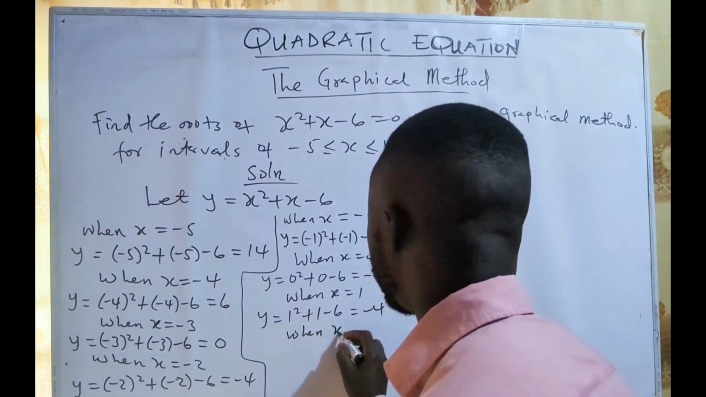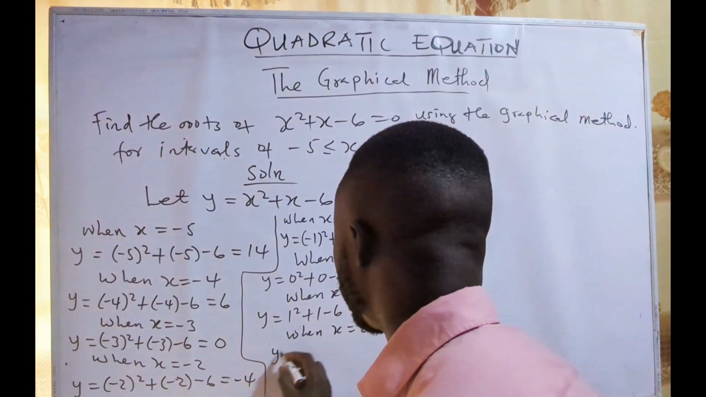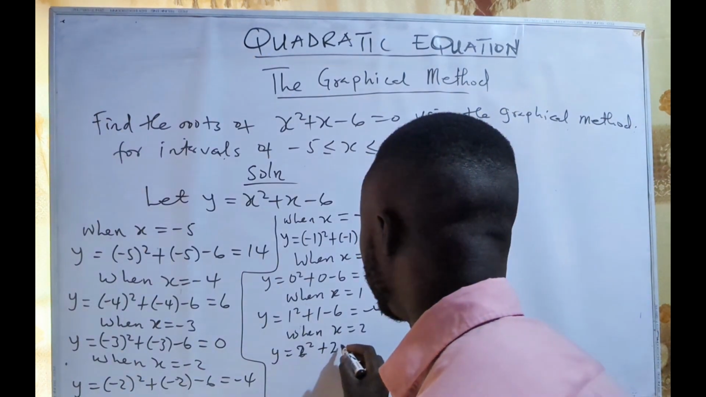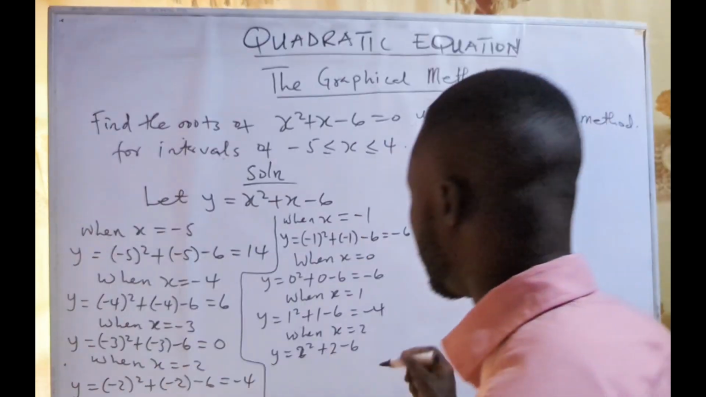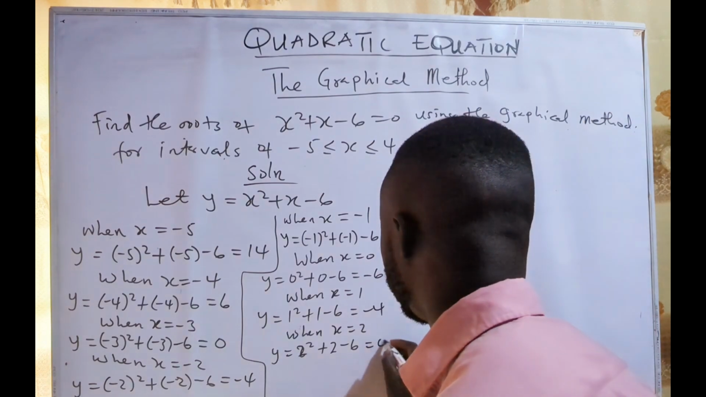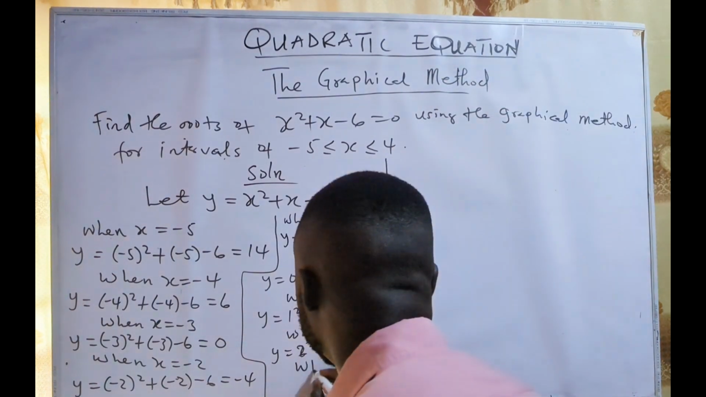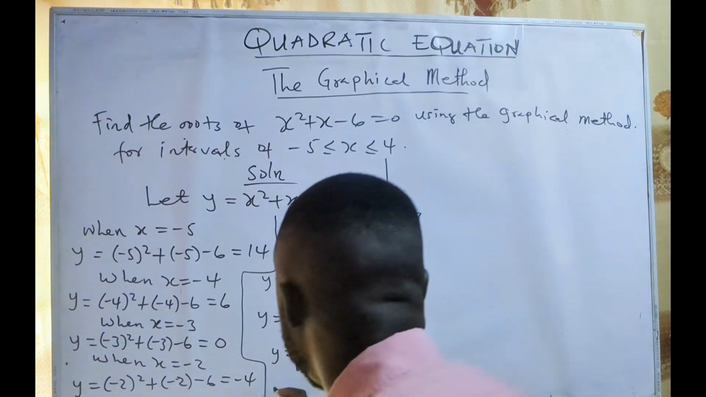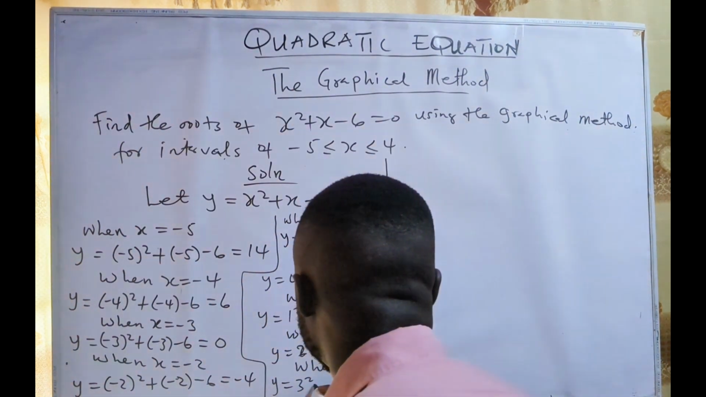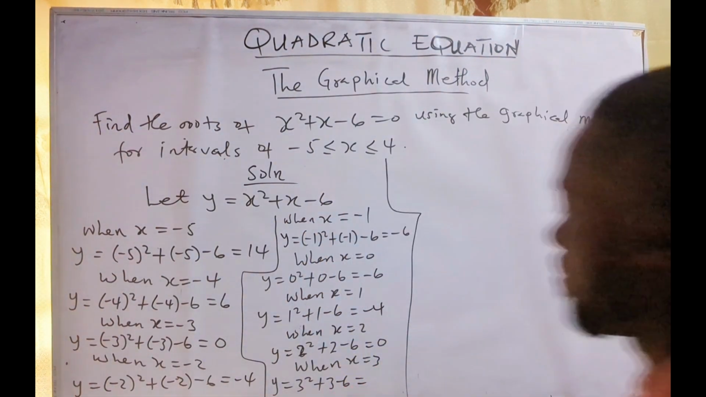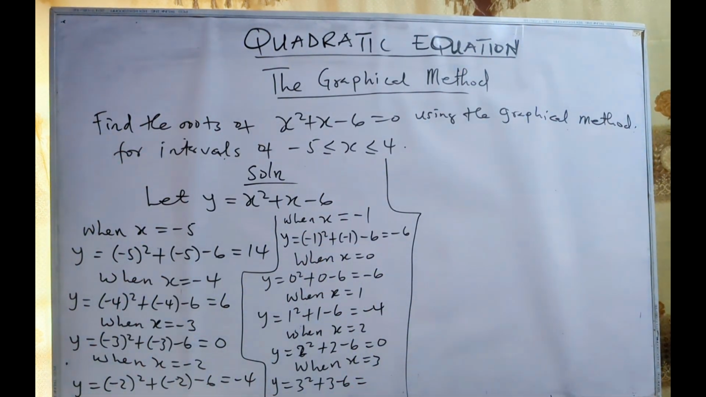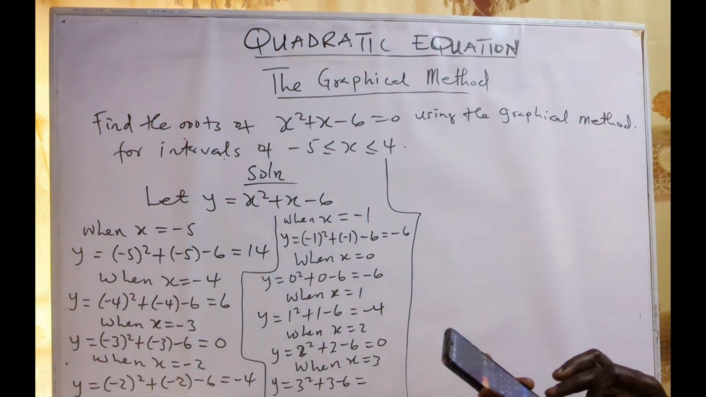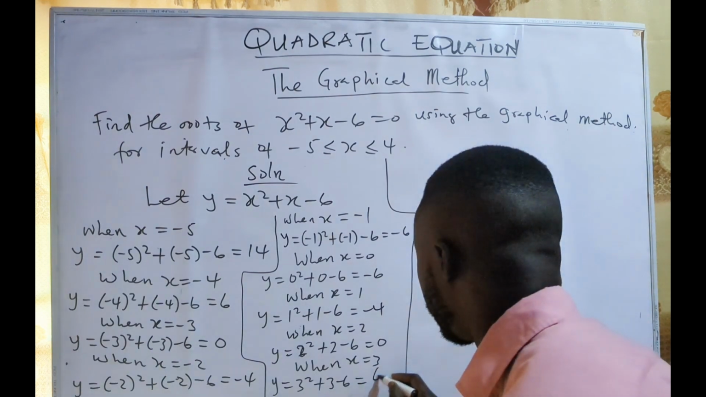And when x is equal to 2, we'll have y equal to 2 squared plus 2 minus 6. That will give us 0. Then x is equal to 3. When x is equal to 3, we will have y equal to what? 3 squared plus 3 minus 6, and that will give us 6.